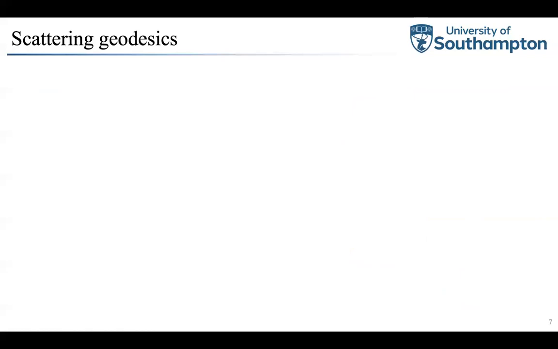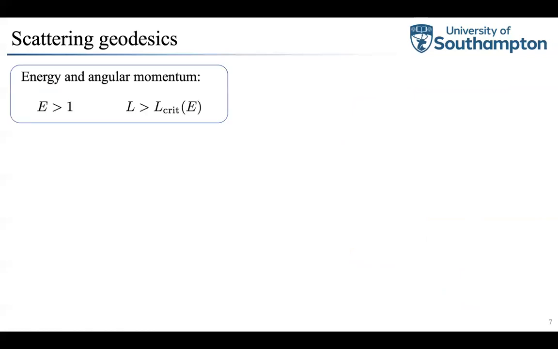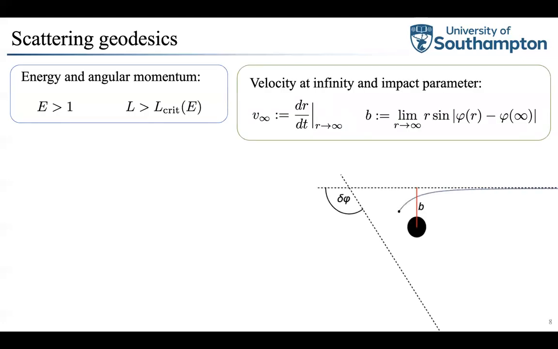Now I'm going to move on to talk about scattering geodesics. One parameterization we have is energy and angular momentum. In this one, the energy must be greater than 1 and the angular momentum must be greater than a critical value. Otherwise, the particle will plunge into the big black hole. Similarly, we have another parameterization, which is velocity at infinity and impact parameter. Similarly, there is a critical value of b: where b is less than b crit, the particle will plunge.